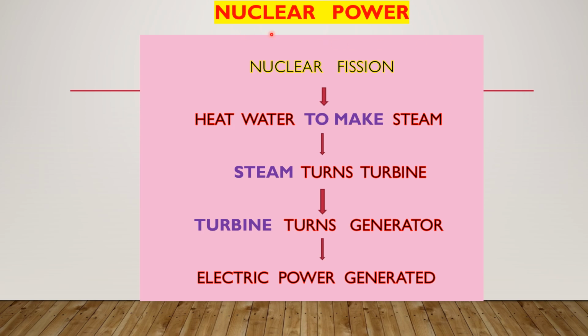Now going on to nuclear power. Nuclear power stations, as we have in India also, are based on nuclear fission reaction. Due to the fission reaction, high energy is liberated. That heats up the water to make steam. Steam turns the turbine, the turbine turns the generator, and the generator produces electric power, as we have already seen.